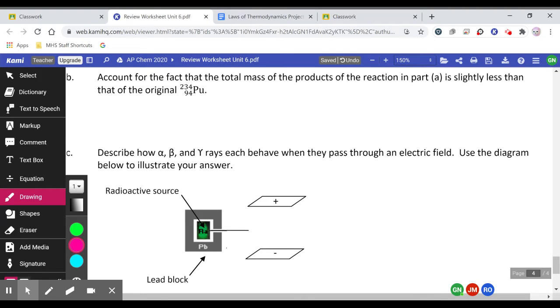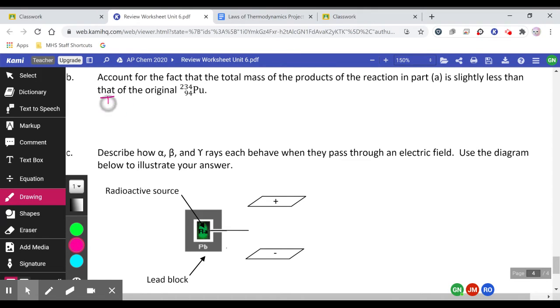Okay, for part B, it says account for the fact that the total mass of the products of the reaction in part A is slightly less than that of the original. Okay, so how can we describe that or account for that? What can we say about that? What happened to the mass? Because we know when we have our daughter nuclide, it weighs less than the protons and neutrons we started with, right? What happened to that mass? It was converted to energy. That's where all that energy comes from in these nuclear reactions, exactly.